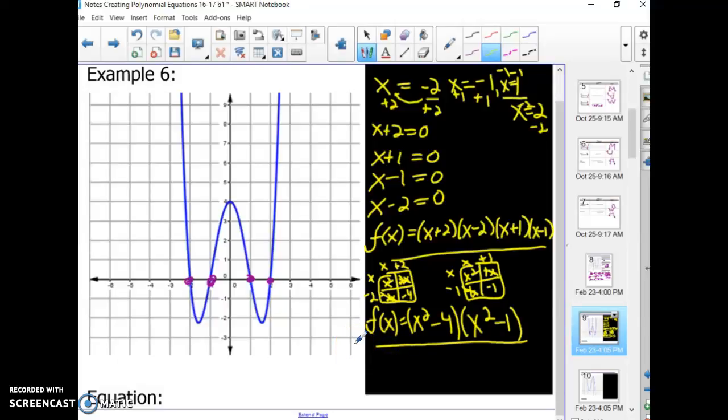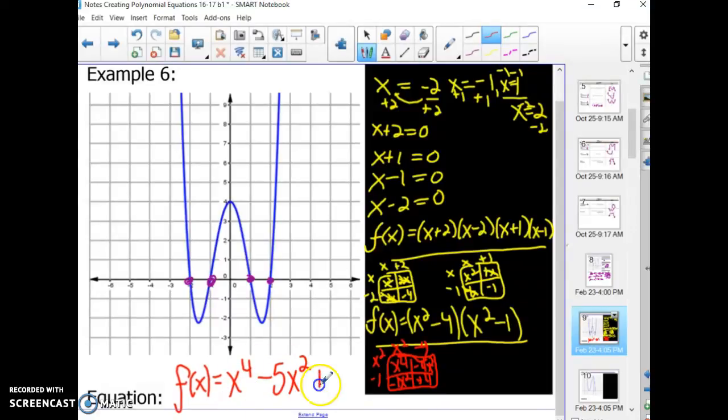So our next piece, right, then I need to multiply together that x squared minus 4 and this x squared minus 1. So I get x to the 4th, minus 4x squared, minus 1x squared, plus 4. So when I bring those out, I get this. F of x is equal to x to the 4th minus 5x squared plus 4.